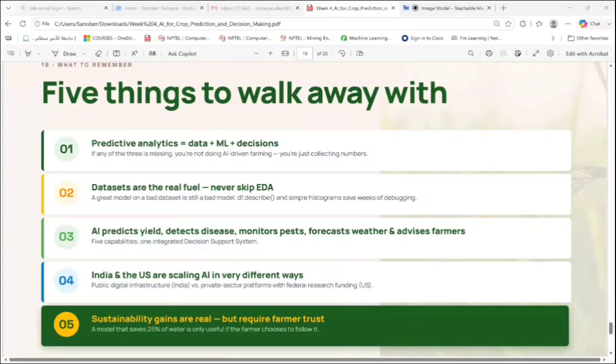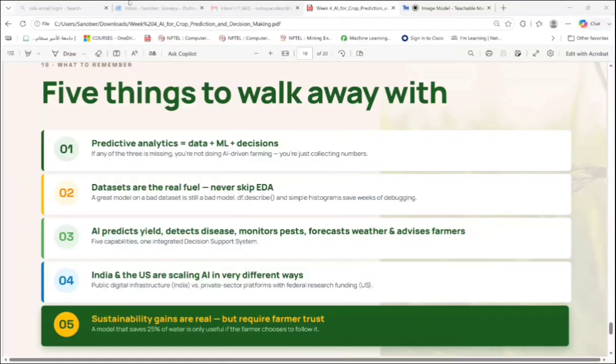So out of what I have told you, which factor do you believe is the most important for a successful agricultural AI? Model accuracy, data quality, affordability, or farmer trust? Which one? Farmer trust. Model accuracy. Okay. If you ask me, I will say there is no single perfect answer. All of the 4 are correct and connected, right?